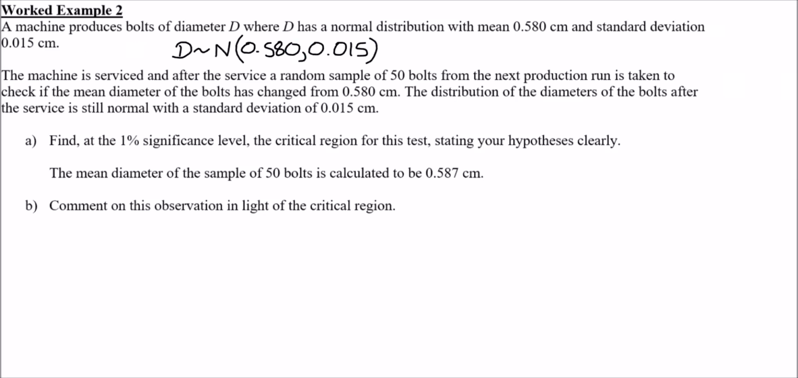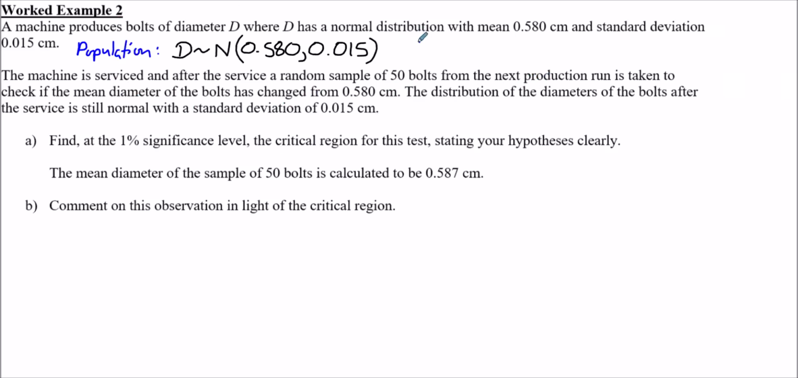And that's for the entire population. That's for all of these diameters. It then says the machine's serviced, and after the service, a random sample of 50 bolts from the next production run is taken to check if the mean diameter of the bolts has changed from 0.580. The distribution of the diameters of the bolts after the service is still normal, still has a standard deviation of 0.05. So this is the distribution of a population.